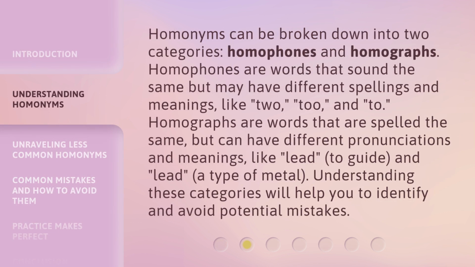Homonyms can be broken down into two categories: homophones and homographs. Homophones are words that sound the same but may have different spellings and meanings, like two, and two. Homographs are words that are spelled the same, but can have different pronunciations and meanings, like lead, to guide, and lead, a type of metal. Understanding these categories will help you to identify and avoid potential mistakes.